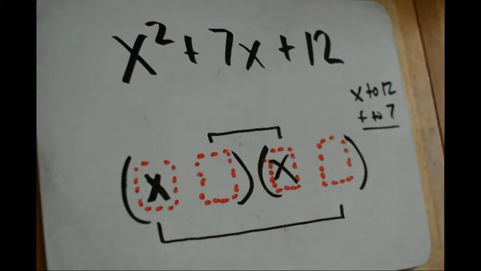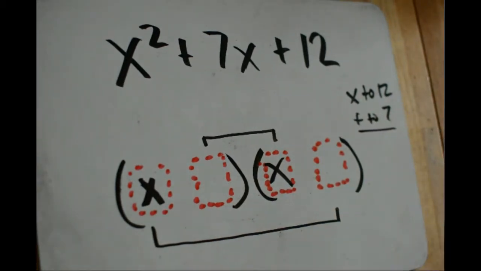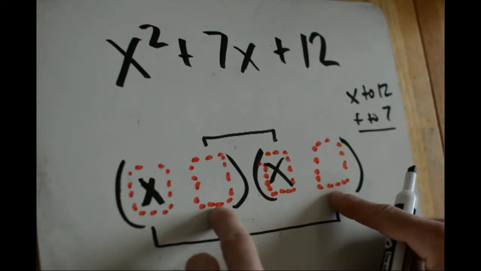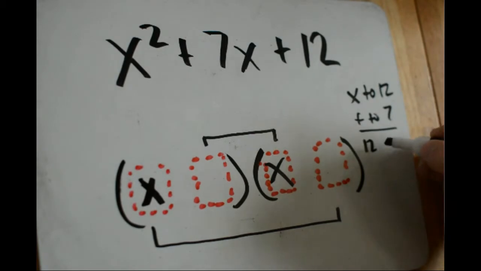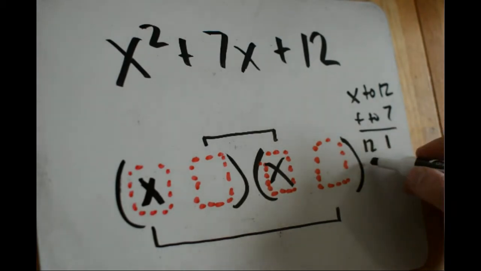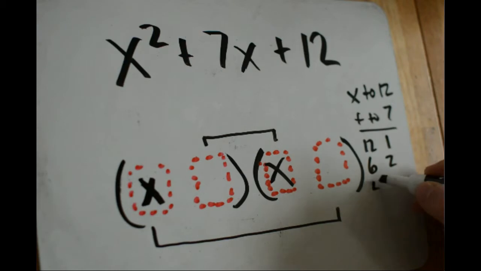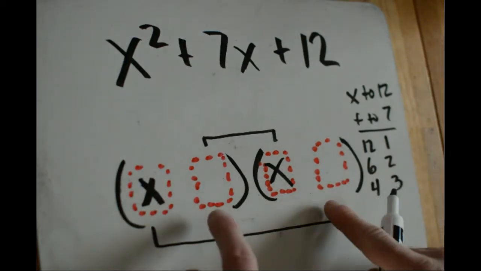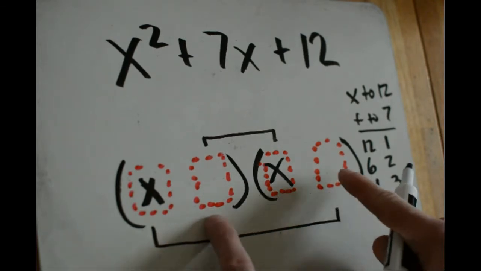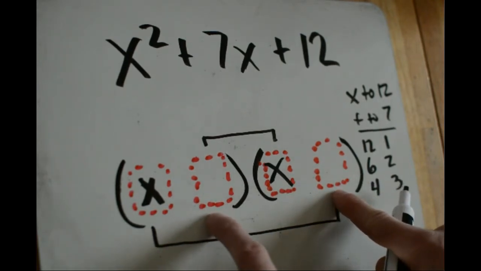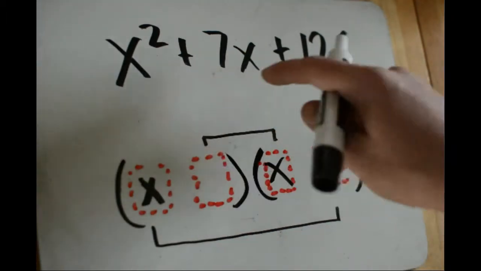And one way to think about this is to set up just a table where you can list out pairs of numbers that will work. So I always like to start with these two and think about what are the ways that I can multiply to 12. I can multiply 12 and 1, I can multiply 6 and 2, and I can multiply 4 and 3. Those are all of the combinations that could go here and here, 12 and 1, 6 and 2, 4 and 3.